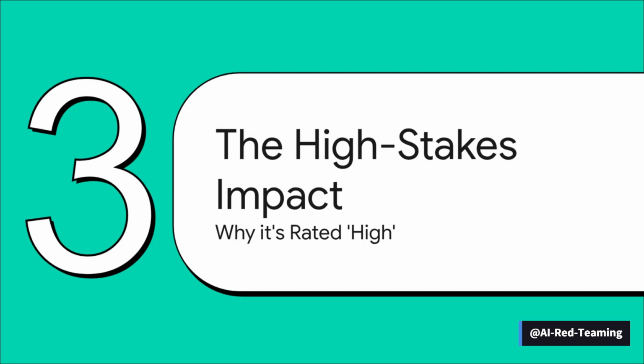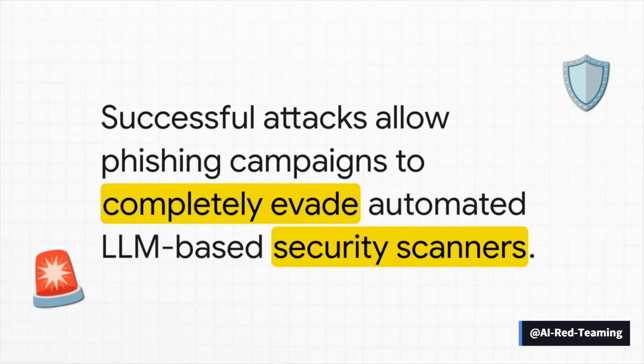Okay, so we know how they do it. But what's the big deal? What happens when these attacks actually work? Well, the consequences are pretty significant, which is why this vulnerability got a high severity rating from researchers. And here's the bottom line. A successful, invisible prompt attack lets a malicious phishing website look completely harmless to the automated systems that are supposed to catch it. It basically gives the attackers a free pass right through our defenses.